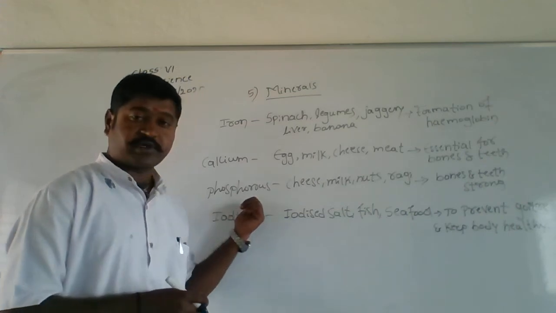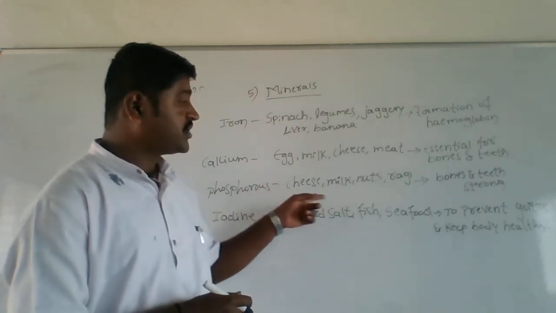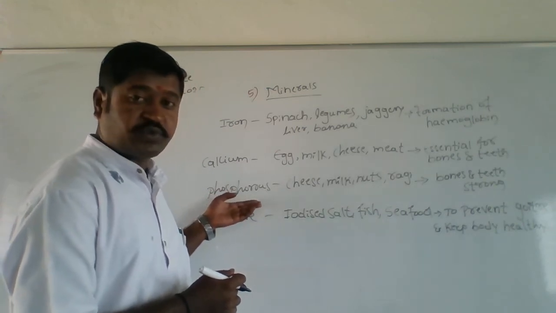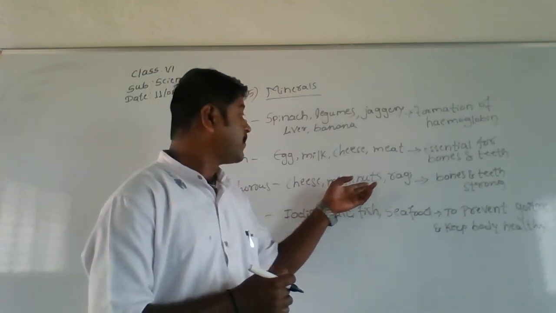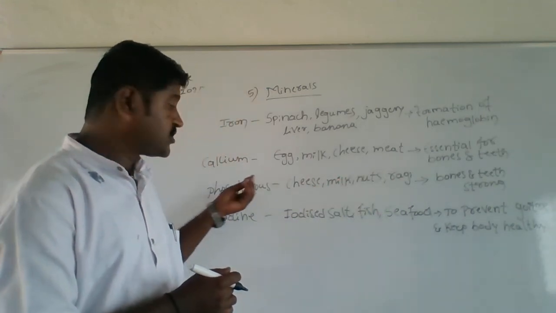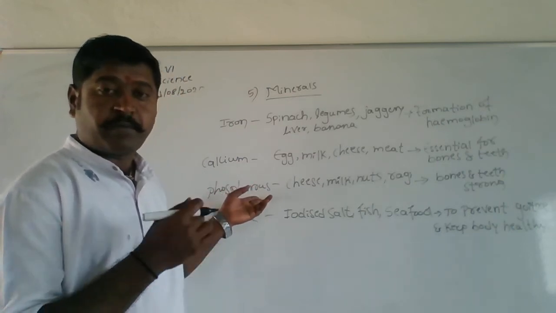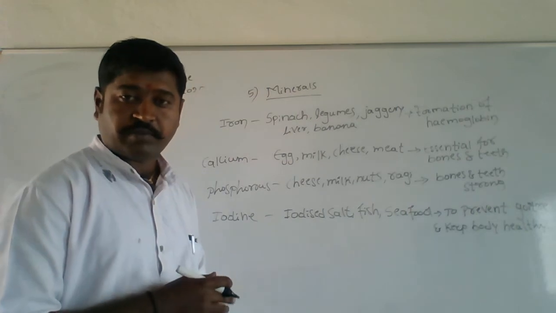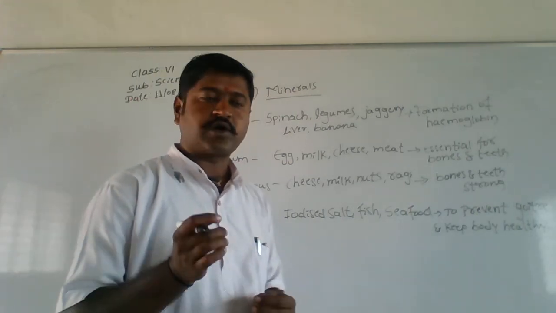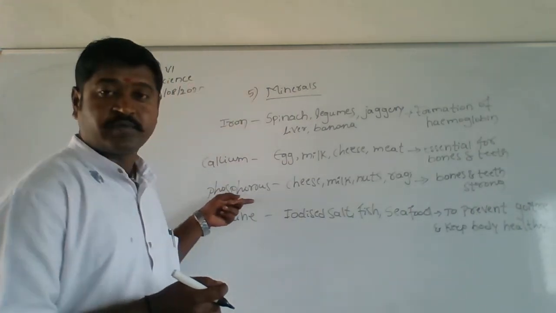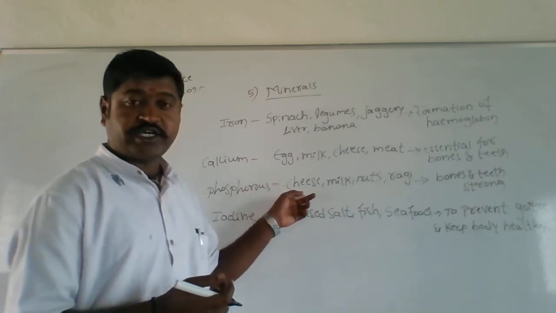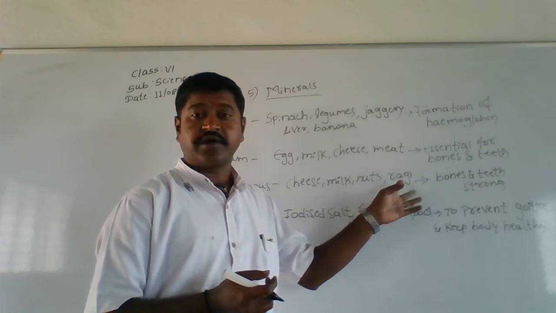Then what about phosphorus? We get phosphorus from cheese, milk, nuts and ragi. So as we obtain phosphorus from cheese, nuts, milk and ragi, what is it doing? That phosphorus is making our bones and teeth stronger. If our bones and teeth have to be stronger, then what do we have to take? We have to take the phosphorus mineral. Where do we get this? We get it from cheese, milk, nuts and ragi.